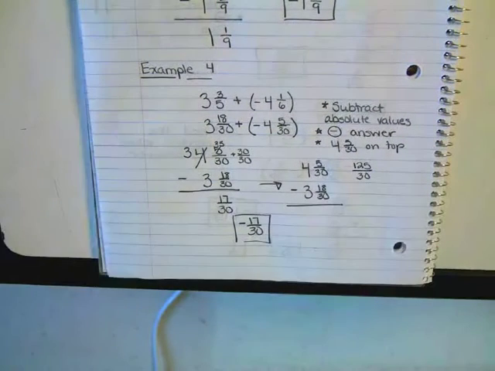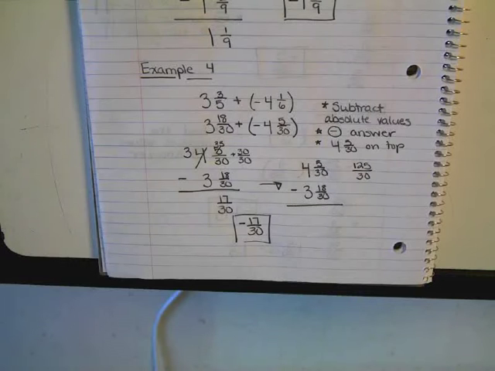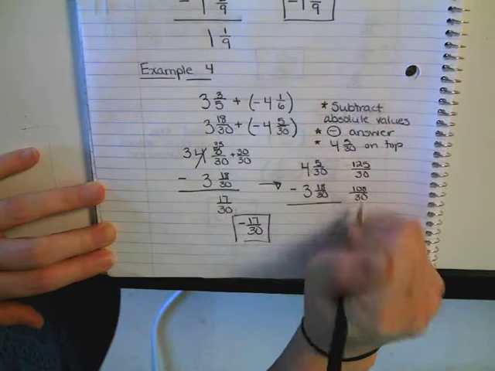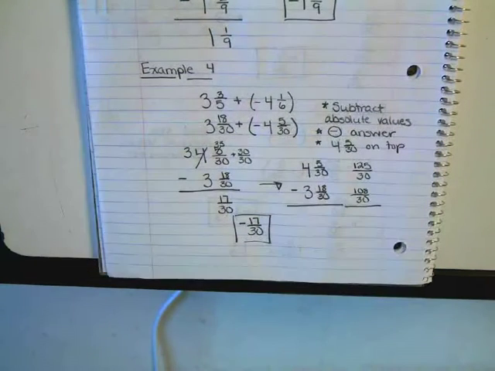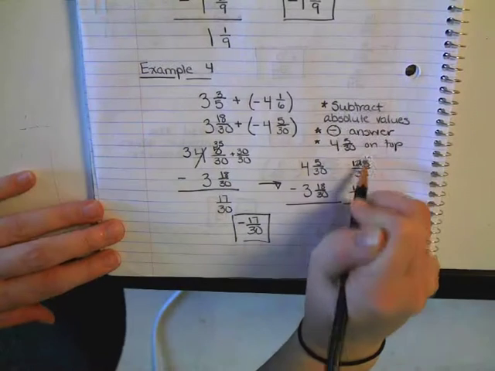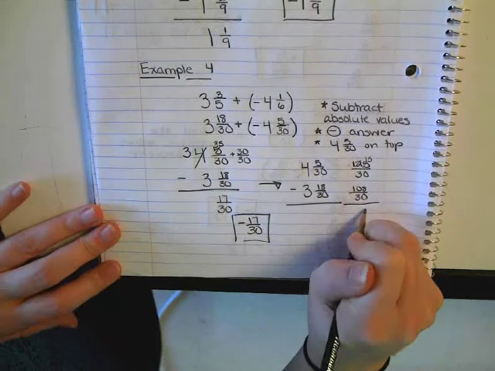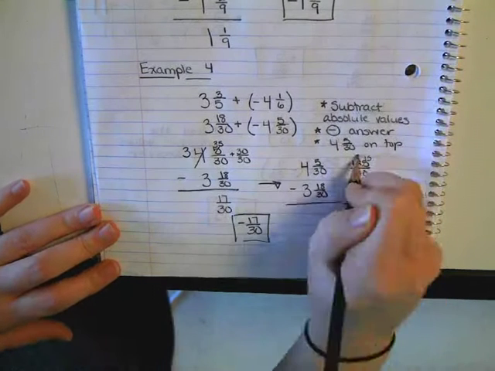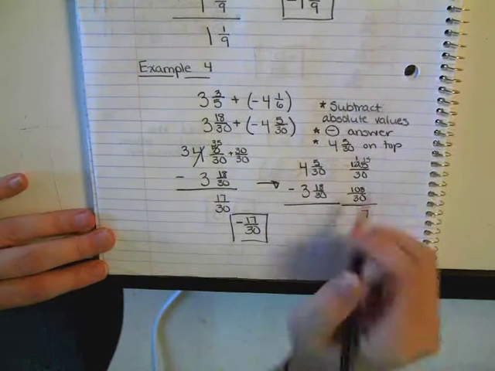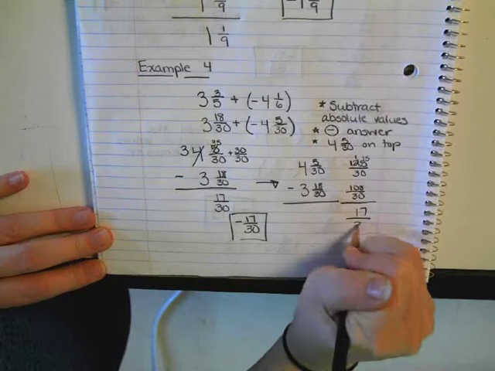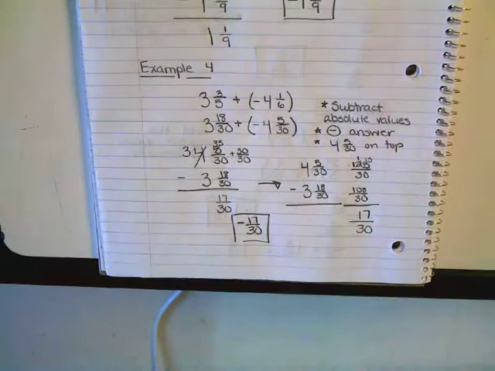I have 3 wholes that are broken into 30 pieces each, so how many pieces do I have? 90 thirtieths plus another 18, 108 thirtieths. Then I'm going to subtract 125 minus 108. You're going to have to borrow 1 from the 2. That becomes a 15. 15 minus 8 is 7. The 2 becomes a 1. 1 minus 0 is 1, and 1 minus 1 is 0. So I have 17 thirtieths. And then I know my answer is going to be negative.